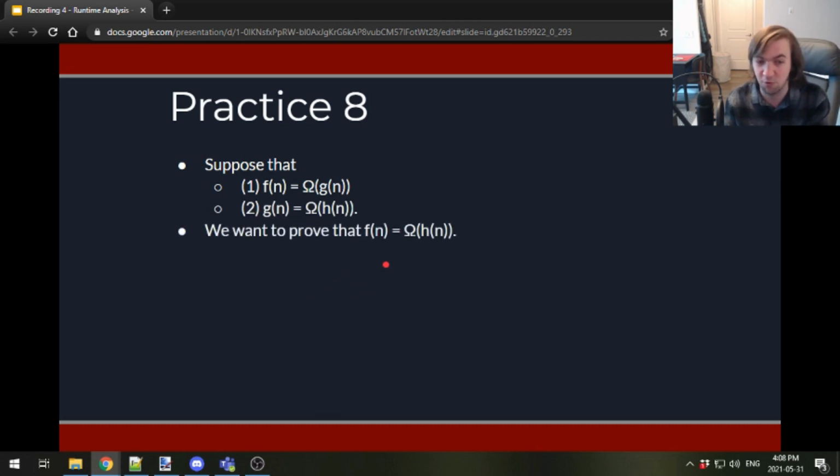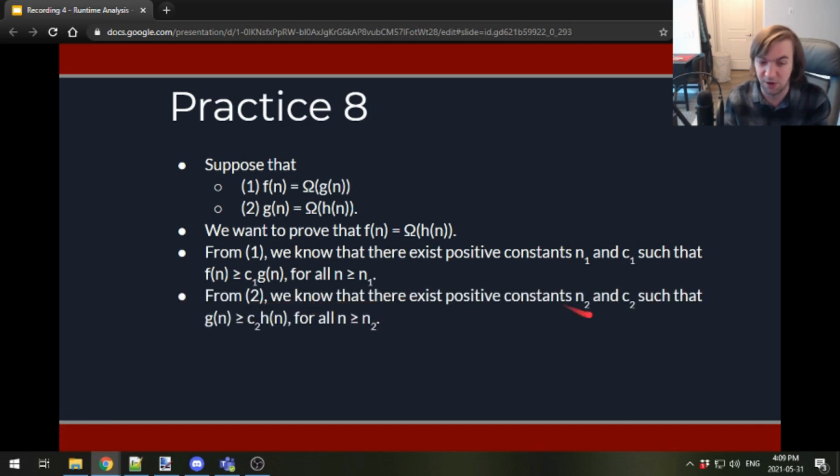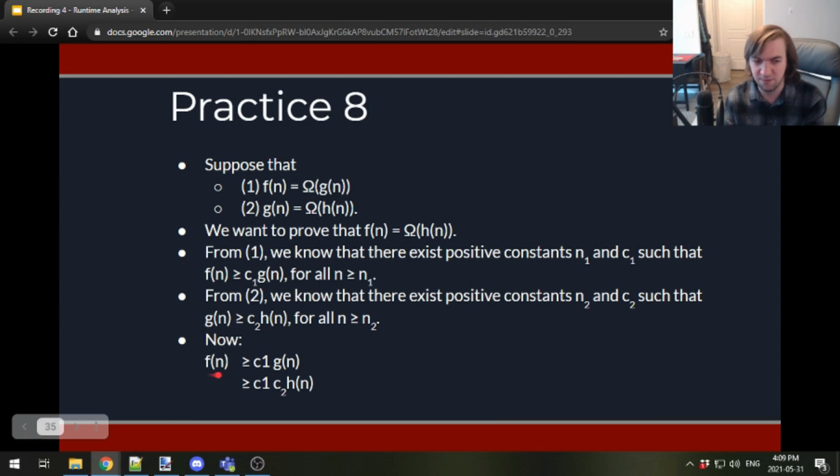Keeping on. Suppose that we have f is in big omega of g, g is in big omega of h, and we want to prove that f is in big omega of h. From the first point, we know that there exist positive constants n1 and c1, or n0 if you prefer, such that f is greater than c1 times g for all n greater than n1. From the second one, we know that there are positive constants n2 and c2, such that g is greater than or equal to c2 times h for all n greater than n2. Now, f is greater than or equal to c1 times g, which itself is greater than c1 times c2 times h.